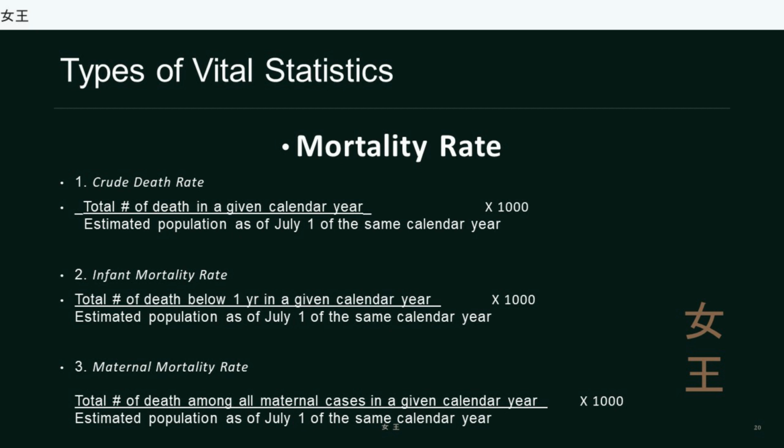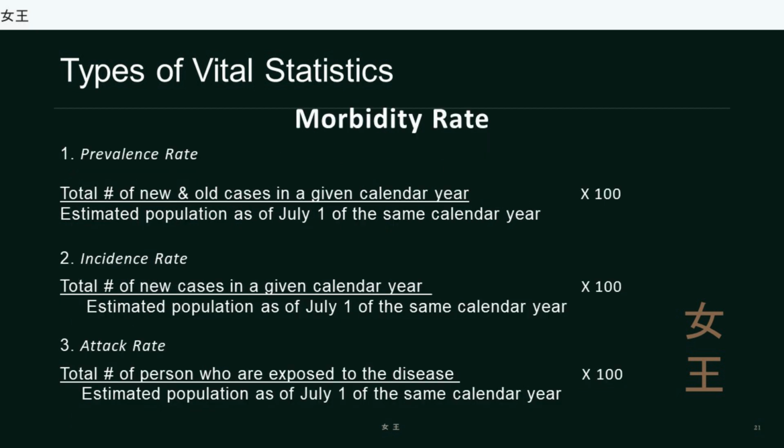Maternal mortality rate measures the risk of dying from causes related to pregnancy, childbirth and puerperium. It is an index of the obstetrical care needed and received by women in a community. Prevalence rate is the measurement of the proportion of the population which exhibits a particular disease at a particular time. This can only be determined following a survey of the population concerned, and deals with old and new cases. Incidence rate measures the frequency of occurrence of the phenomenon during a given period of time, and attack rate is a more accurate measure of the risk of exposure.